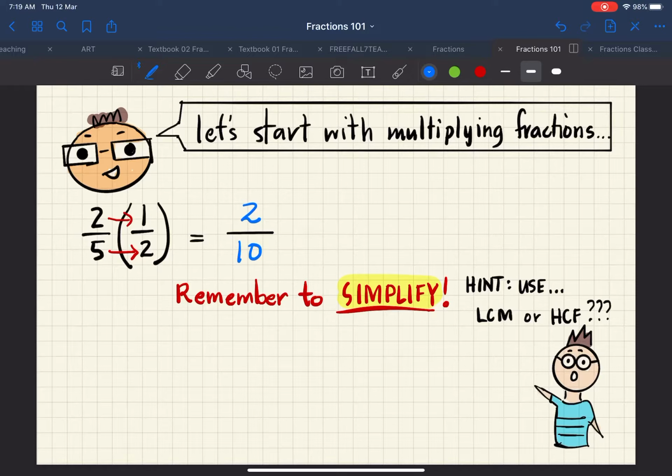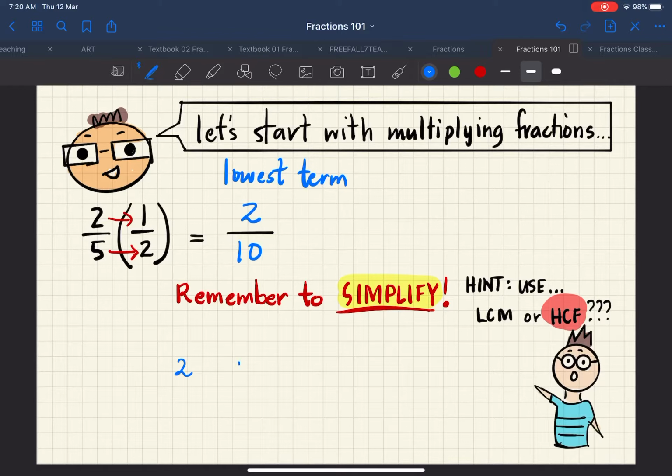Now, remember to simplify. When we simplify, we need to use the highest common factor because we want to make this fraction in its lowest terms. Lowest terms means we are looking for an equivalent fraction with, if possible, all prime numbers. If you remember from our numbers topic, when we looked for the lowest terms or the highest common factor, we used the ladder.